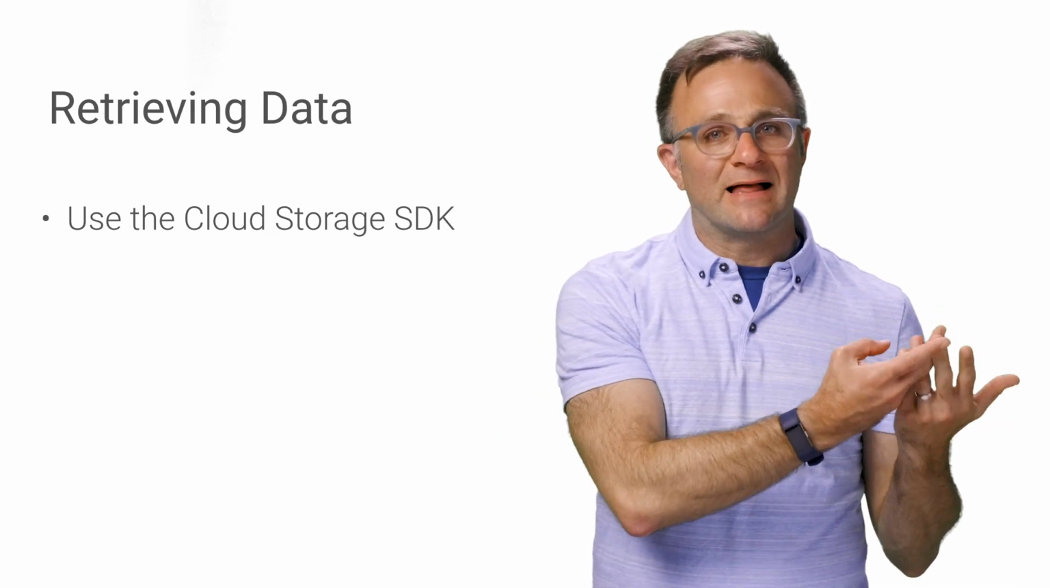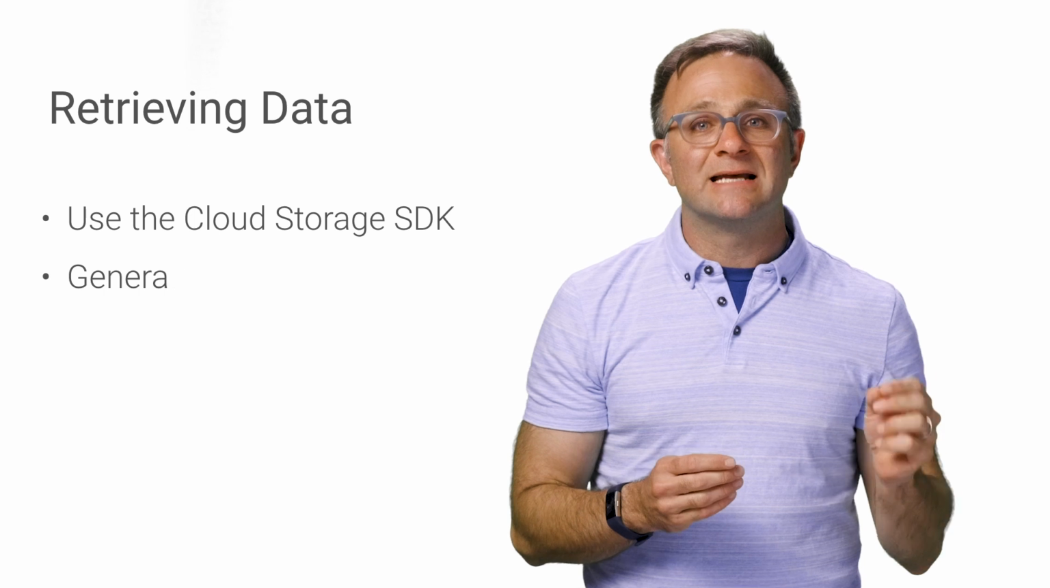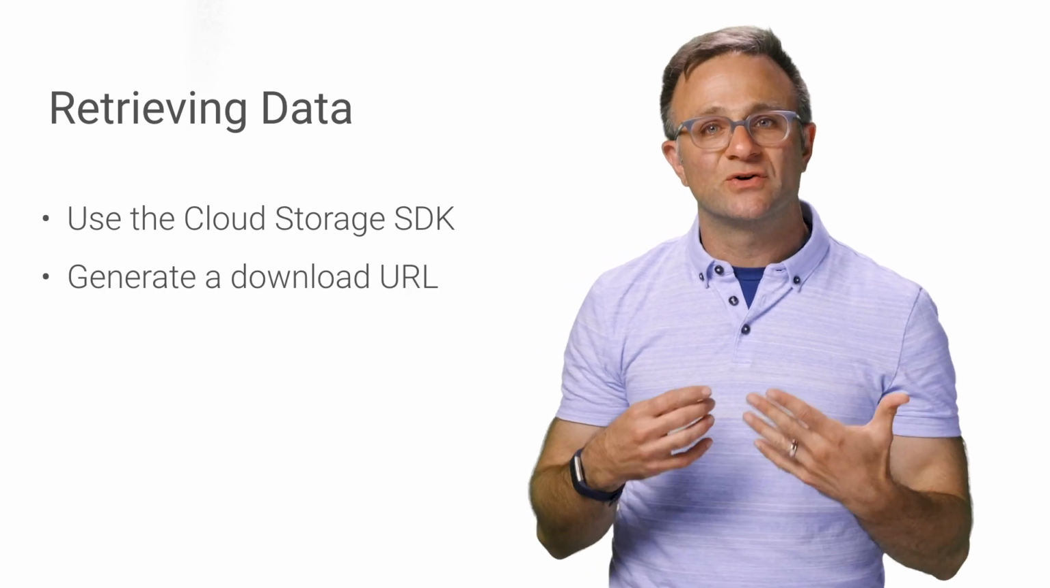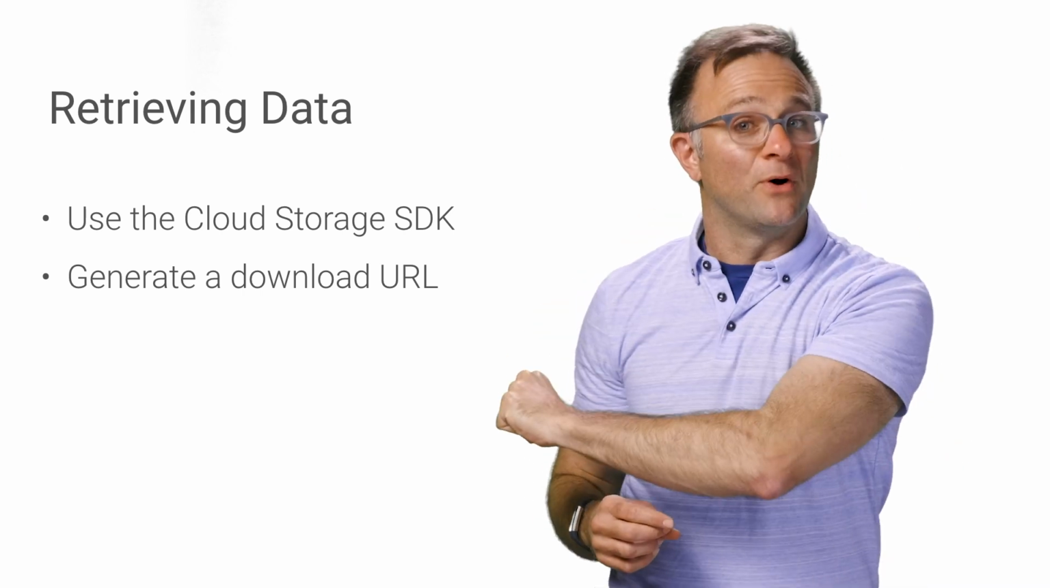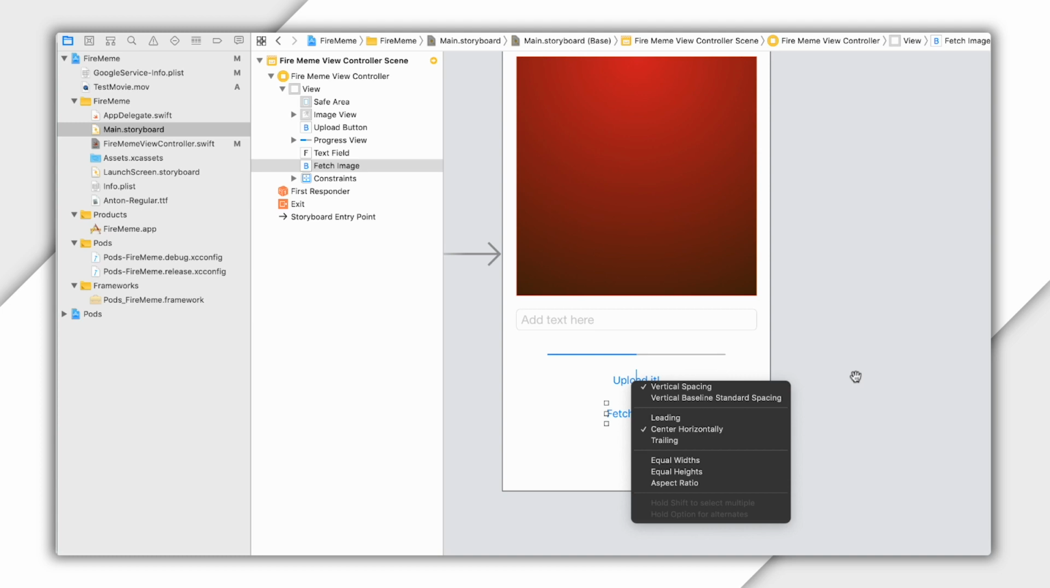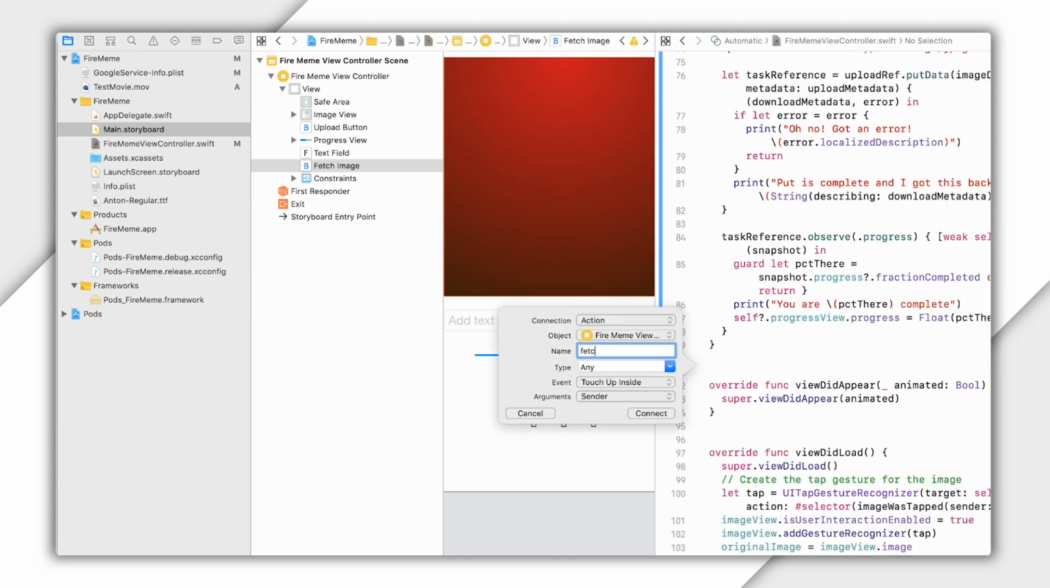Now, there are a couple ways to retrieve these images from cloud storage. One way is to use some of the methods supplied by the Cloud Storage for Firebase SDK to retrieve this data. Another way is to get a download URL that you can later use to retrieve this data through traditional HTTP requests. So I will walk you through both ways of doing things. So first, I'm going to add a simple fetch image button, and I'll create a handler for that.